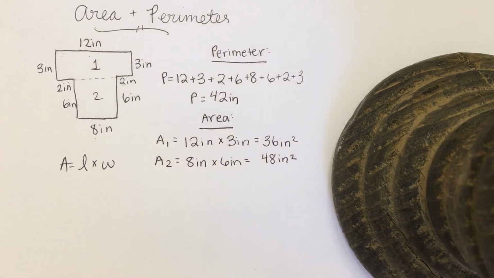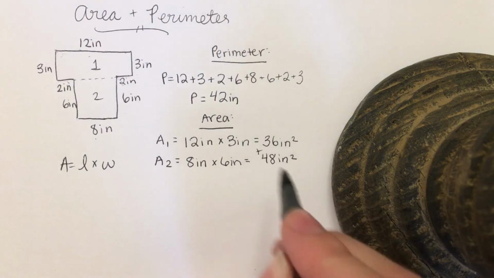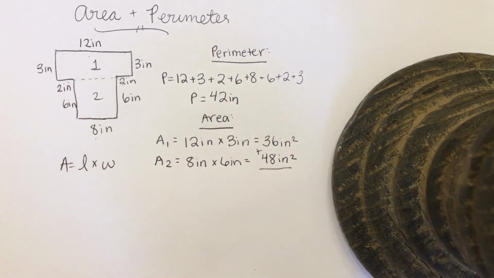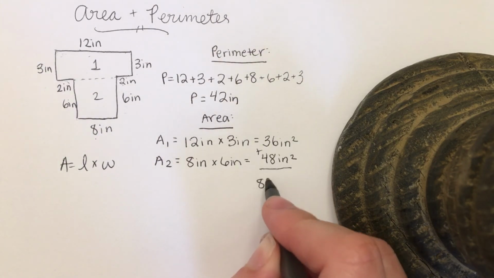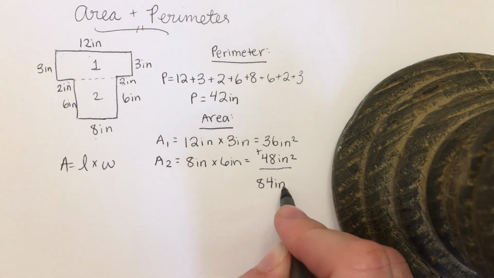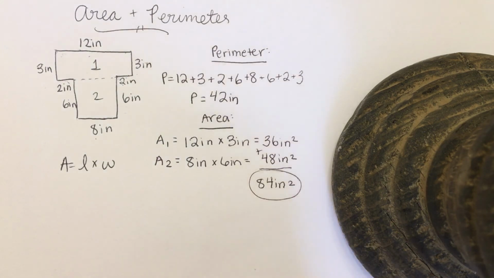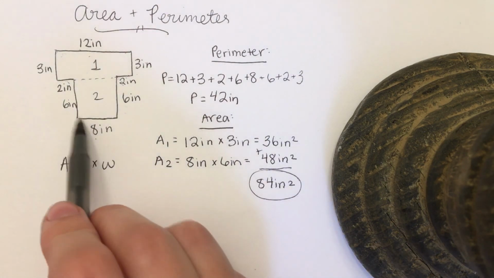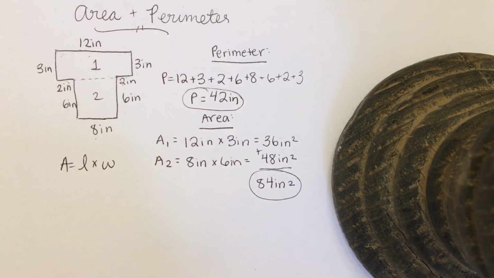So now I have the areas of the 2 individual rectangles, but again, if we want the area of the whole thing, we're going to have to add them together. So 36 inches squared plus 48 inches squared gives me a total of 84 inches squared, and that is going to be the area of my entire figure. And then again, that perimeter was 42 inches.